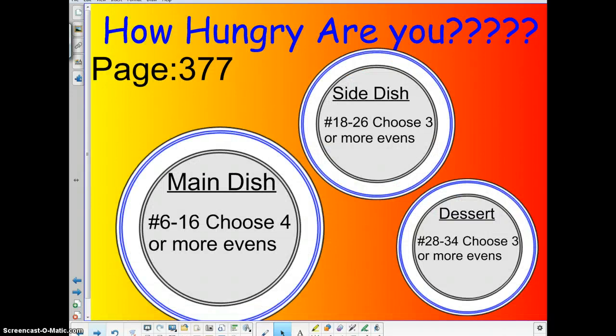All right, moving on. Our assignment, which you should have plenty of time to work on, is on page 377. The main dish is 6 through 16, and choose 4 or more evens with that. The side dish would be 18 through 26, and choose 3 or more evens. And the dessert would be 28 through 34. Choose 3 or more evens there as well.